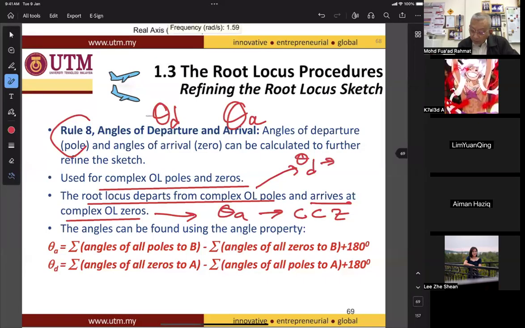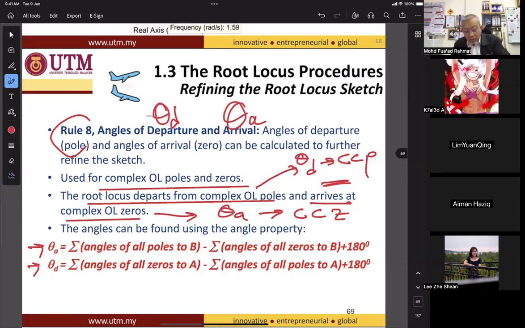Theta D corresponds to complex conjugate poles. So please remember this: theta departure is on the complex conjugate poles. Theta arrival is on the complex conjugate zeros. And they have their own formula, which is shown here. Theta arrival is the summation of the angles of all poles to B minus the angles of all zeros to B plus 180.